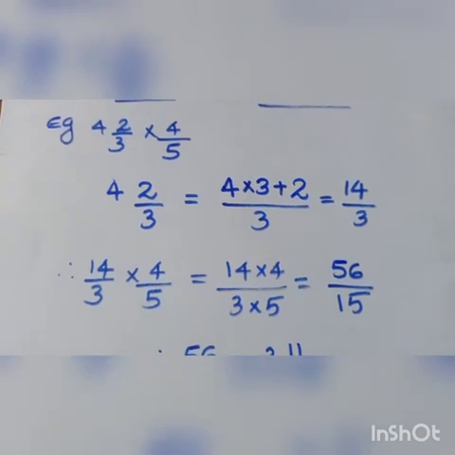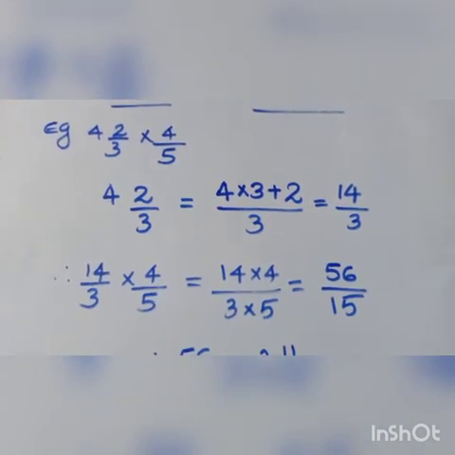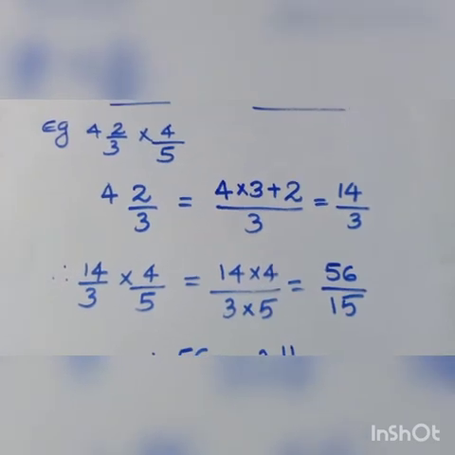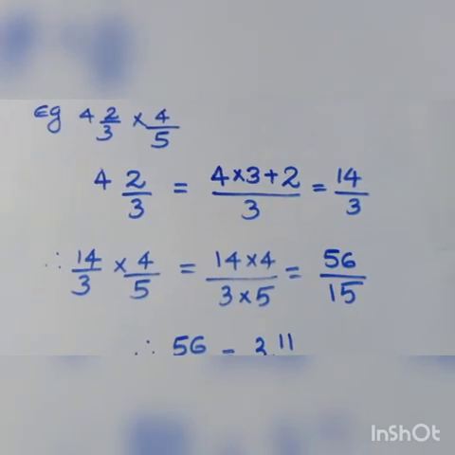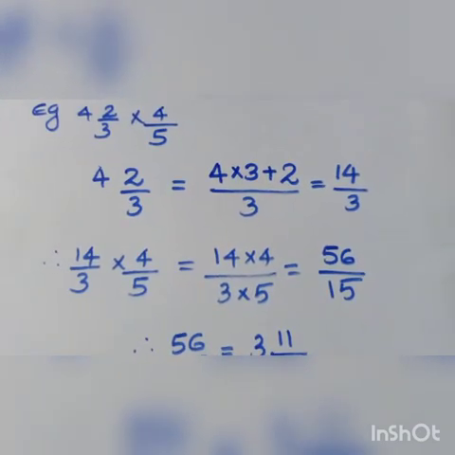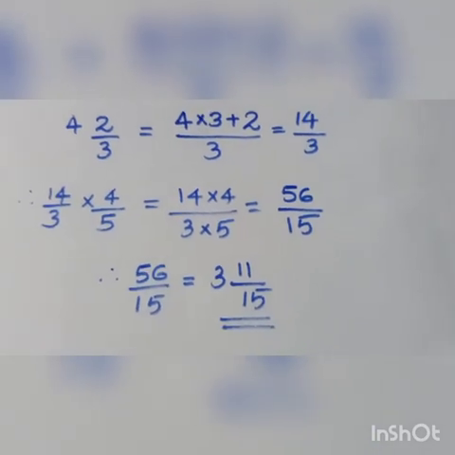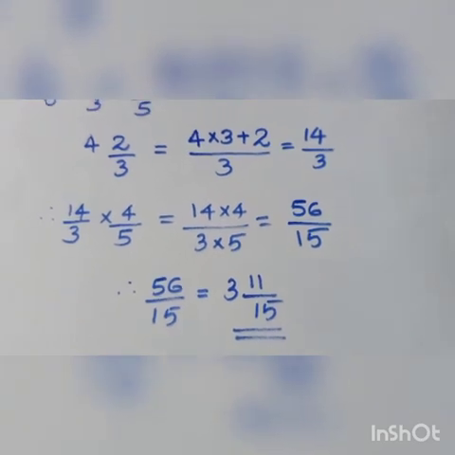Now, therefore, 14/3 into 4/5. So multiplying numerators and multiplying denominators: 14 into 4 divided by 3 into 5, which is equal to 56 divided by 15. Therefore, we can write 56 divided by 15 in this form, 3 11/15.